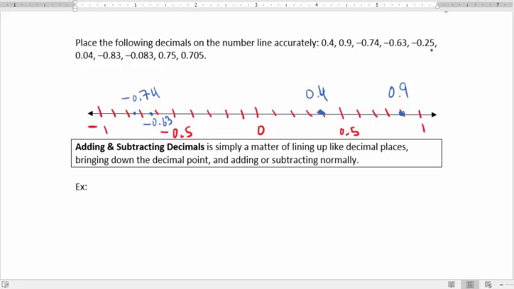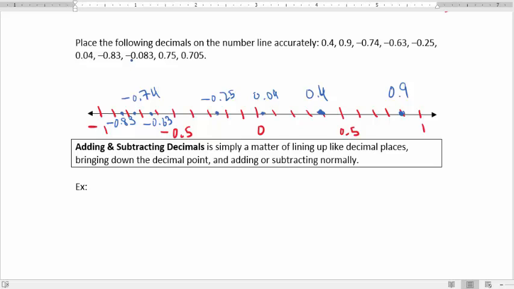And then negative 0.25. Between 0.1, 0.2, negative 0.25 would be smack dab in the middle of negative 0.2 and negative 0.3. So that goes there. And then 0.04, here's 0, here's 0.1. So 0.04 would be a little bit closer to 0 than it would be to 0.1. So that's 0.04. And then negative 0.83. Well, there's negative 0.8. Negative 0.83 would be a little closer to negative 0.8.